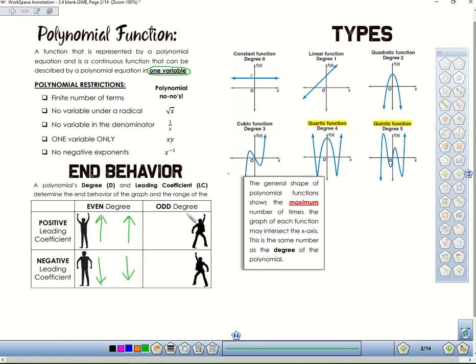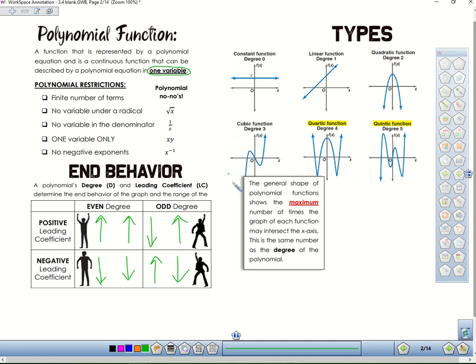Now, if your degree is odd, like x to the first, x to the third, x to the fifth, and so on, but your leading coefficient is positive, like a 2 or a 1, then you start down and you end up upward. And if your leading coefficient is negative, like negative 1, negative 2, negative 3, and your degree is odd, like x to the first, x to the third, you're starting upward and ending downward. Okay? So that's the four types of end behavior. So this chart is going to be like your best friend in this lesson. So you're going to be referring back to this a lot. So it's really important that you have these down correctly. So just double check, make sure you have them down correctly.